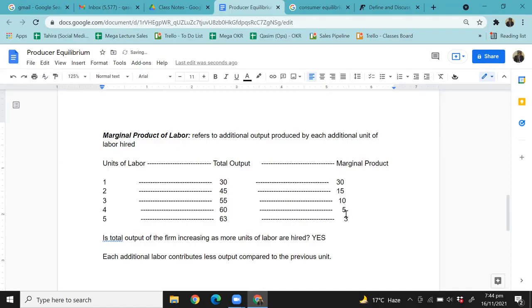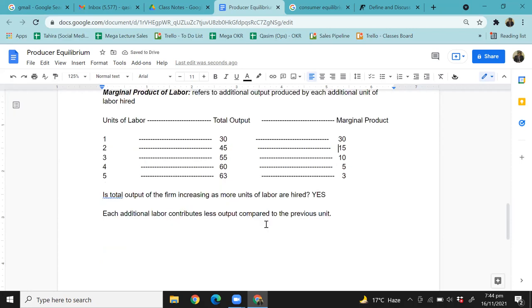of output. Is this making sense? How many of you are clear with this, students? Is it making sense? Right? So marginal product, as you can see, is diminishing. Each additional labor contributes less output compared to the previous unit.